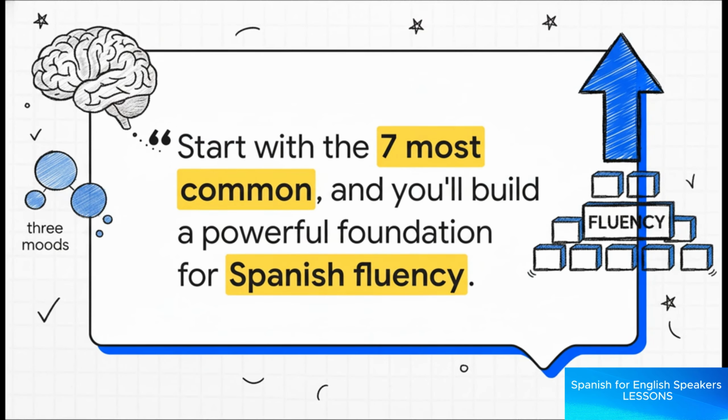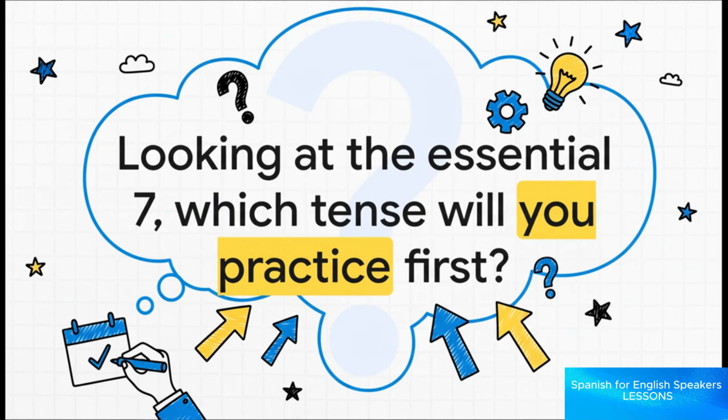So look, the big takeaway here is this. Stop worrying about the number 17. It's just a number. It doesn't matter. Start with these essential 7, understand how they fit into the 3 moods, and you will build an absolutely rock-solid foundation for speaking Spanish fluently. And that just leaves one last question, and this one is for you. Looking at that list of 7 essential tenses, which one are you going to practice first? Pick one, start with it today, and you'll be one huge step closer to your goal.